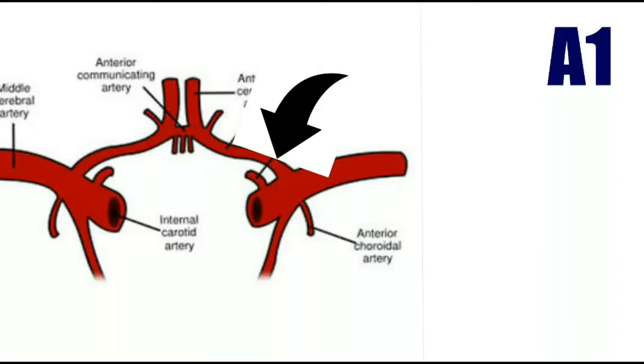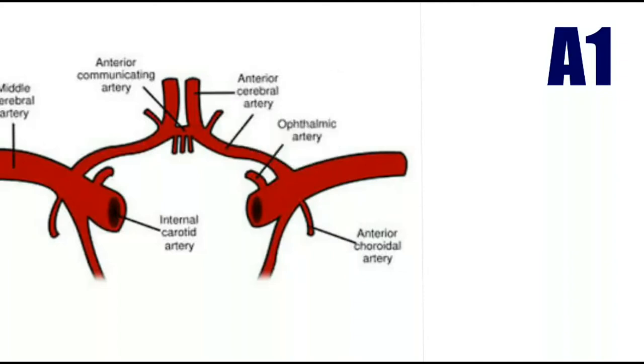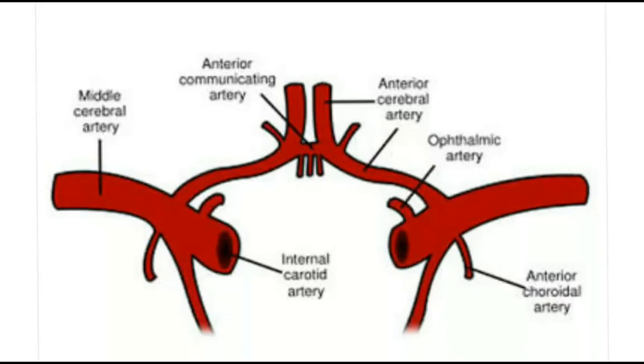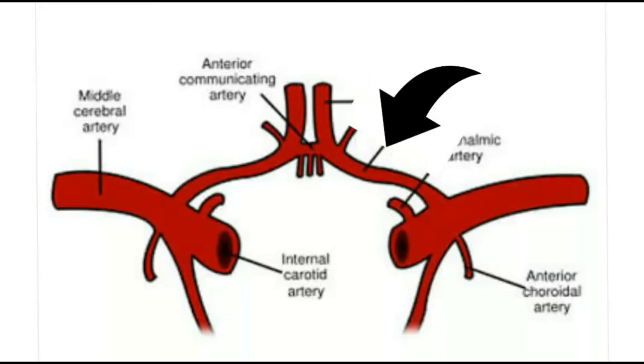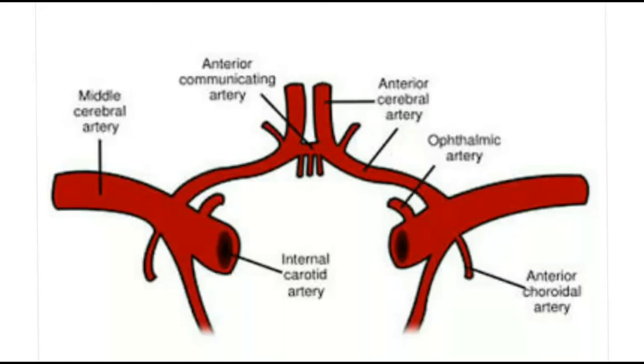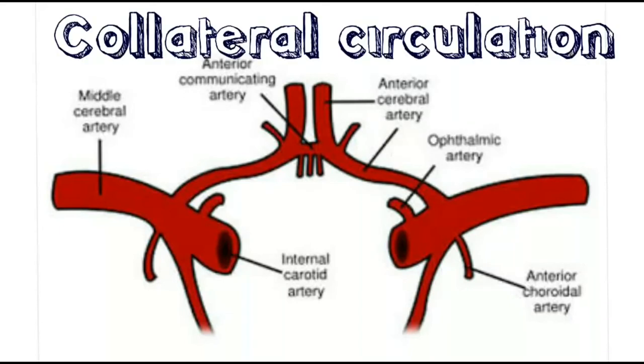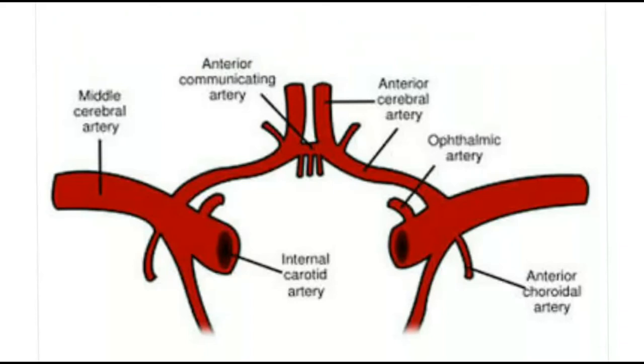In ACA syndrome, if the A1 segment of the anterior cerebral artery is affected and becomes narrow, the case presents without any symptoms. So the patient does not come with the classical symptoms of anterior cerebral artery syndrome. You can see this figure and notice that if the A1 segment becomes occluded, the blood supply from the other side can go to the same part of the brain. This is called collateral circulation, and due to it, if the A1 segment on one side is occluded, there is no damage to the brain, so the patient does not come with any classical symptom of ACA syndrome.